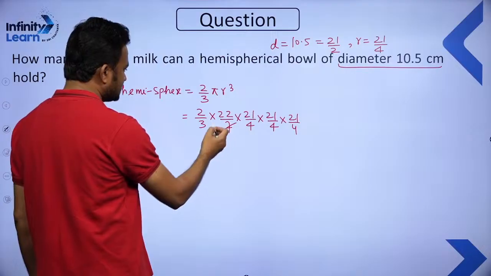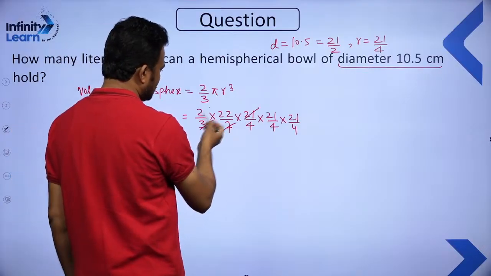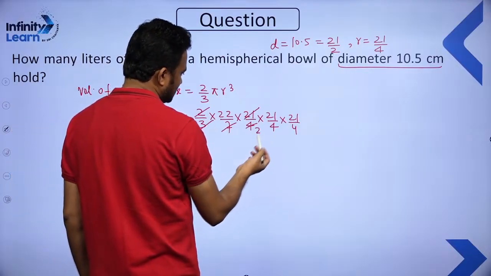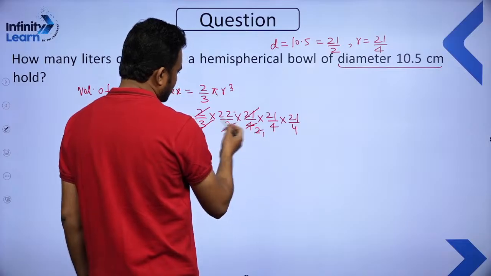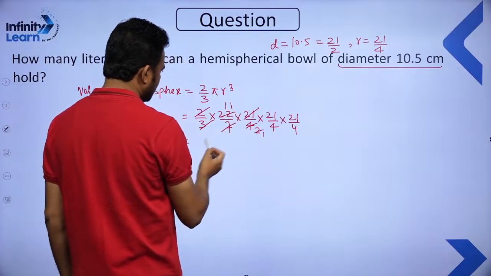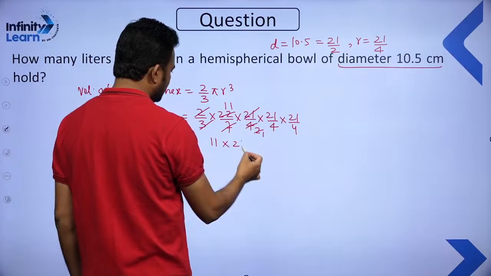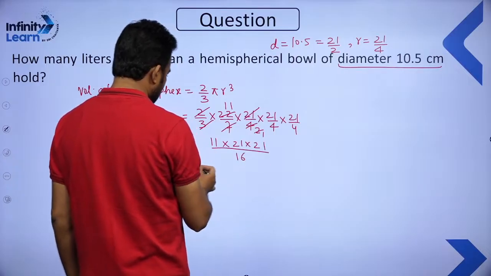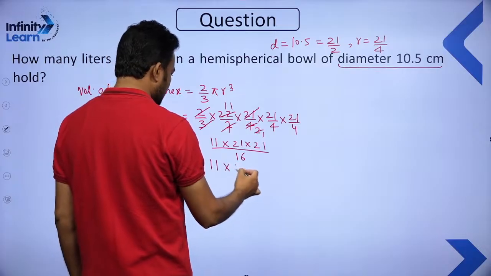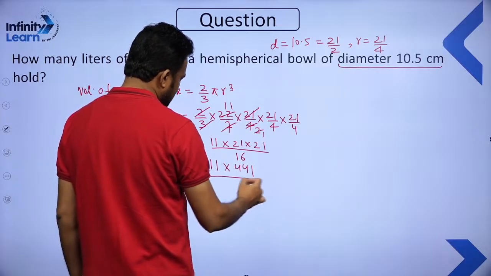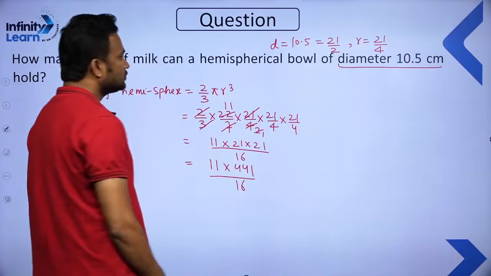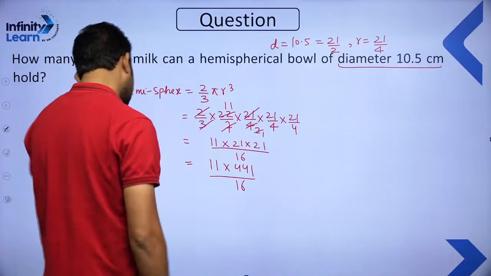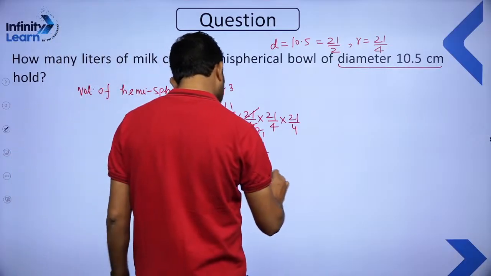Okay, so 7 3s are 21, this get cancelled out. 2 1s are 2, 2 2s are 4. 2 1s are 2, you will get 11, right? So it will be 11 into 21 into 21 divided by 4 into 4 is 16. So 21 into 21 is 441 divided by 16, right? So we'll get this in centimeter cube, right? So let us multiply this.